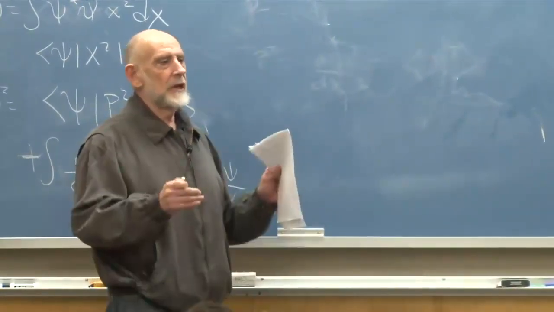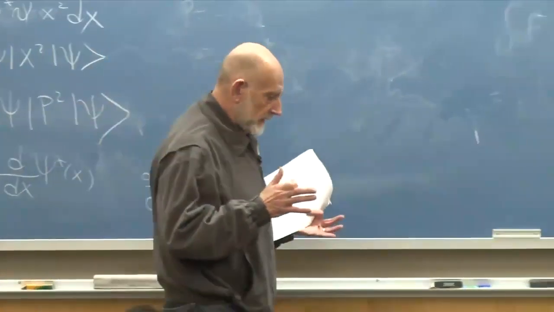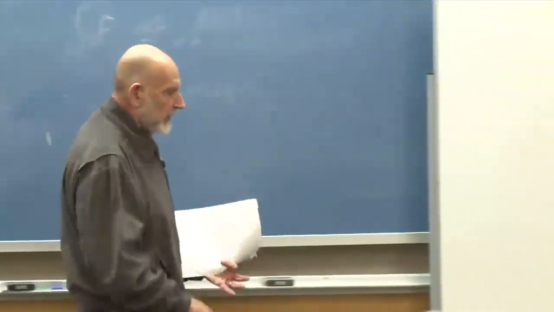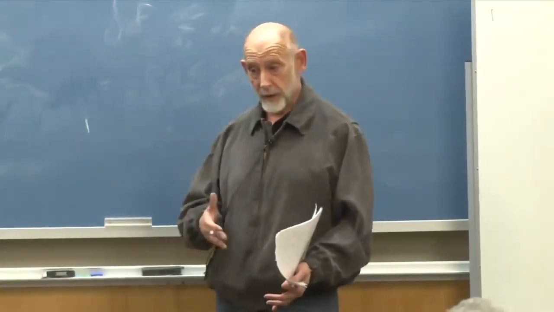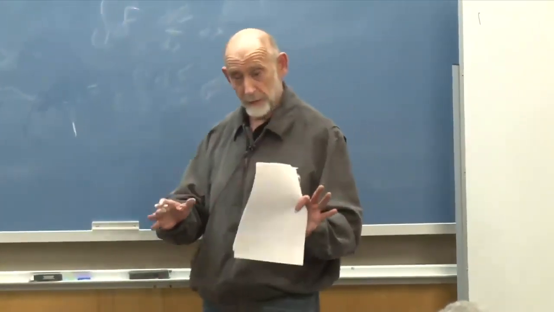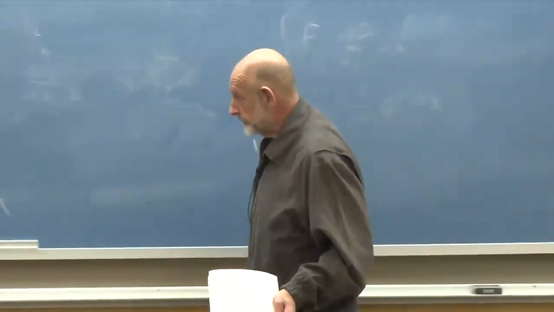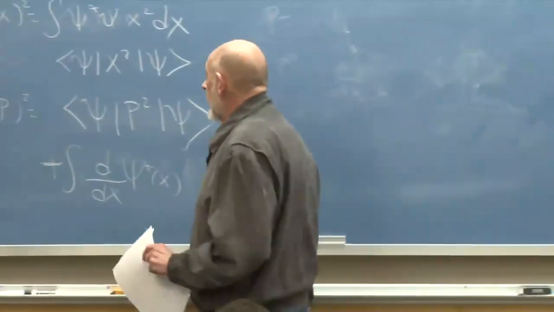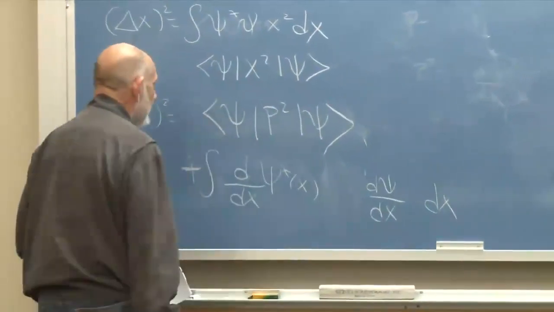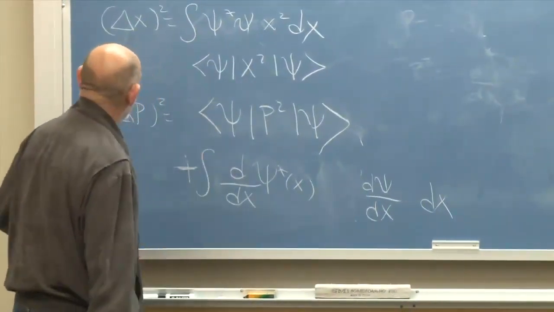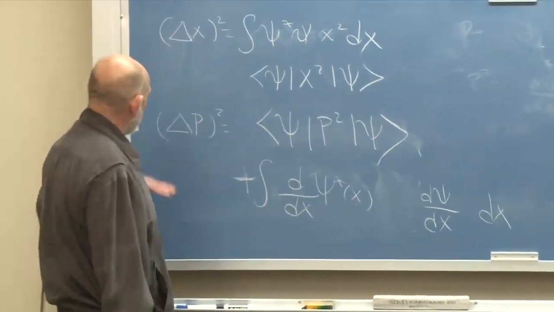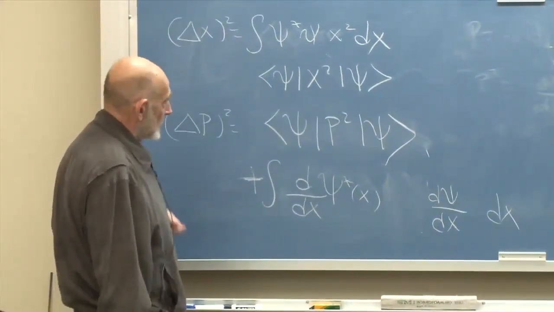The answer is yes. You can take a wave function and shift it both in x and in p until both of them have average equal to 0. We'll come back to it. I'll explain to you why in a little while. But let's suppose we've done that. Okay? And let's see if we can find a relationship between the uncertainty in x and the uncertainty in p.